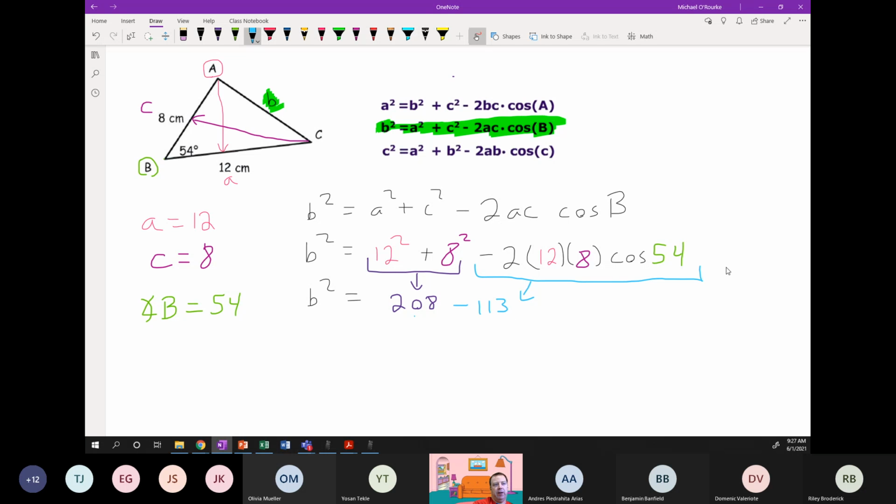Can you guys do this on your calculators right now? I'm pretty sure you can all do 12 squared plus 8 squared. But make sure this blue number, can you get this number in the blue? Just put a Y in chat if you're able to get that 113. And tell me if you can't. More importantly, tell me if you can't get 113, and I'll help you out.